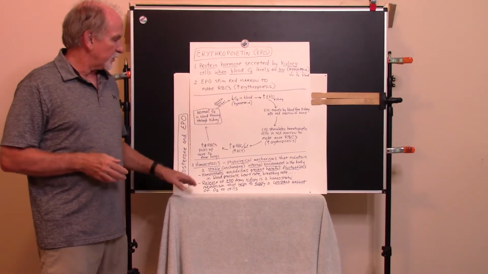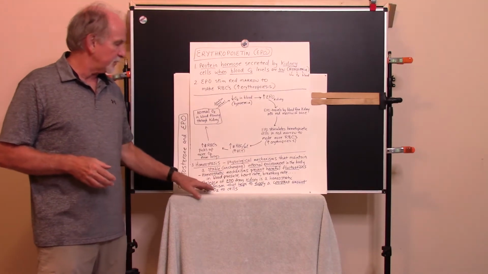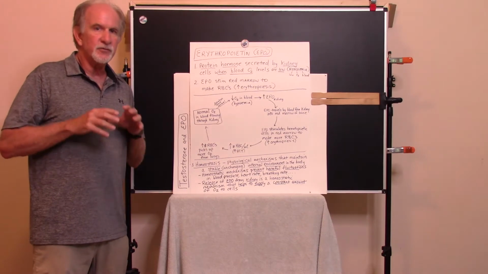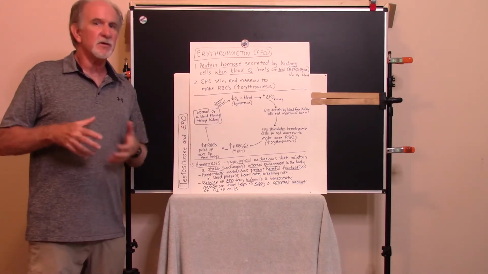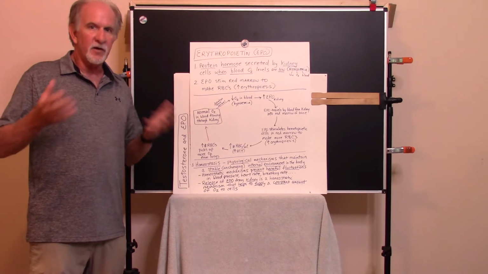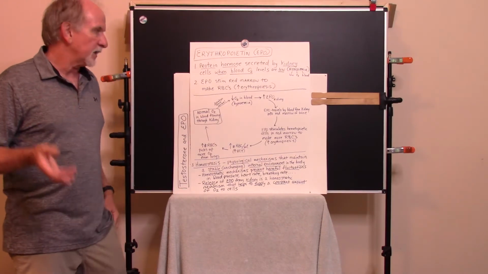This is an example of a homeostatic mechanism that helps to regulate oxygen levels in the blood so that the cells are getting the amount of oxygen they need at all times.